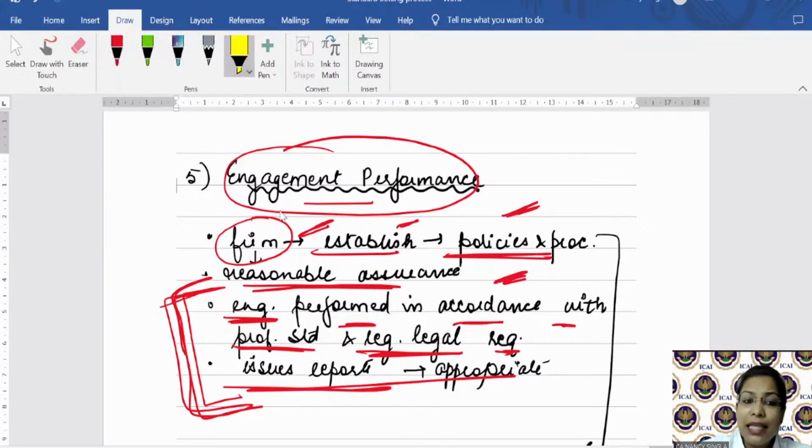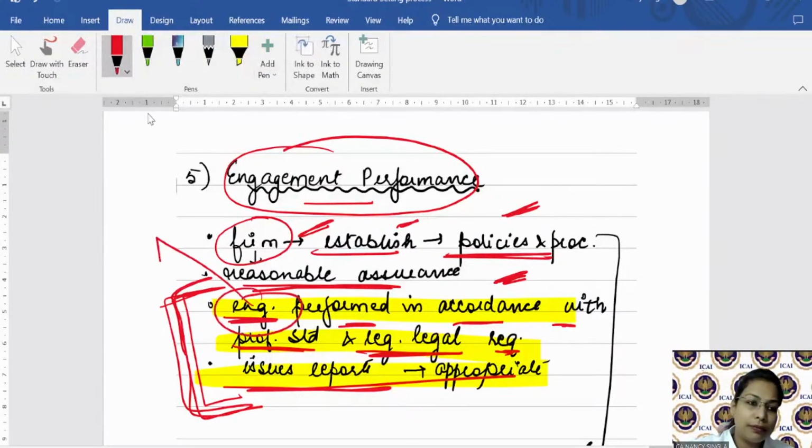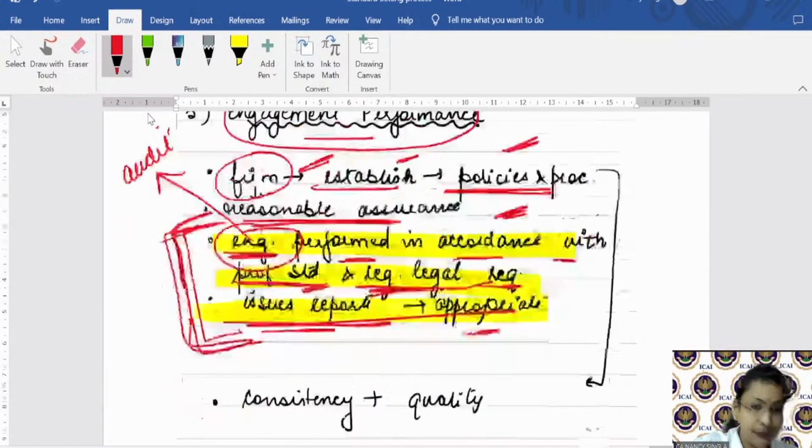again the firm needs to establish policies and procedures to obtain reasonable assurance that the engagement performed is in accordance with professional standards, legal and regulatory requirements, and issues reports which are appropriate in the circumstances. तभी तो quality of the audit work will increase when the audit has been performed. Engagement here means what? Audit, है ना. ठीक है. Is it clear?